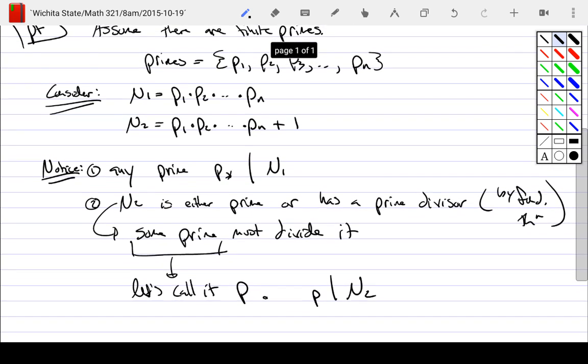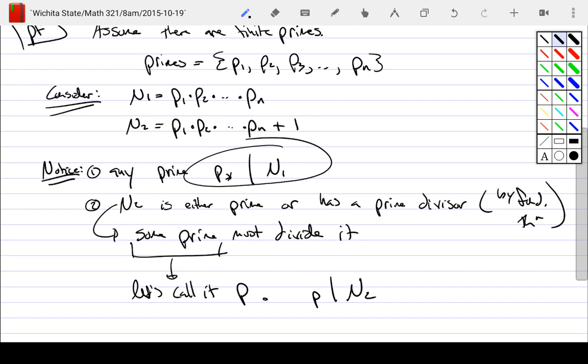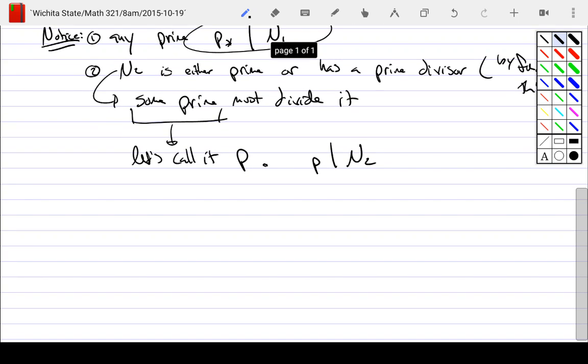All right. If any prime divides N1, does that mean that P also divides N1? Everybody answer in your head: yes. Since any prime divides N1, this special prime that divided N2 must also divide N1. So this little prime P must divide N1, and this prime must divide N2. If you have a number that divides two different numbers, what's our theorem? It divides any linear combination of those two, right?